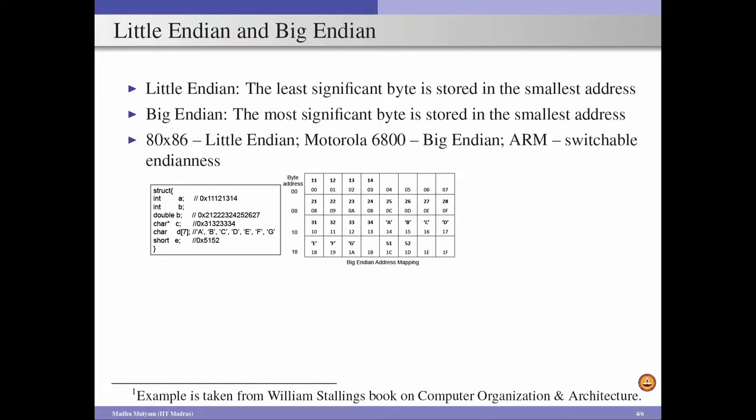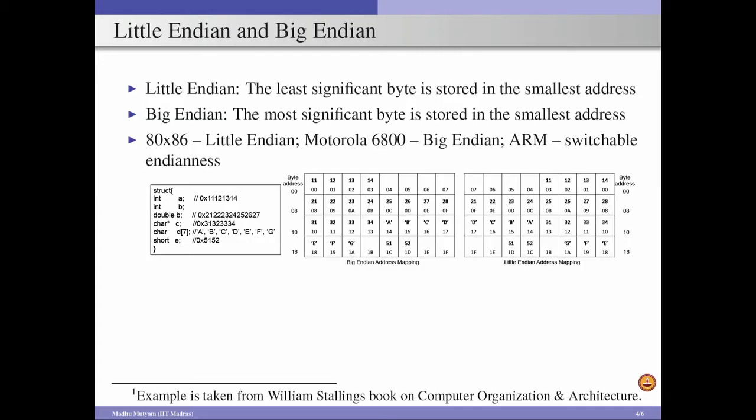The same thing, if we want to represent in a machine which supports little endian format, will look like this. As I mentioned earlier, the addresses are from right to left and top to bottom, so that the least significant byte of a particular variable is stored at the smallest address. If I consider the first variable, integer variable A, whose least significant byte is 14, we are storing that at the smallest address, which is 00, so that the first byte of integer variable A is stored at address 03. And similarly, the other elements' storage can be explained.